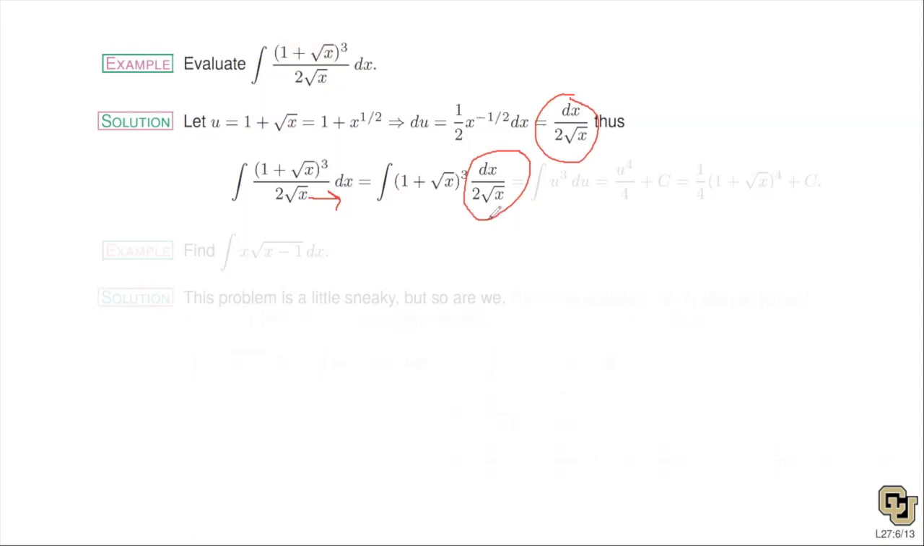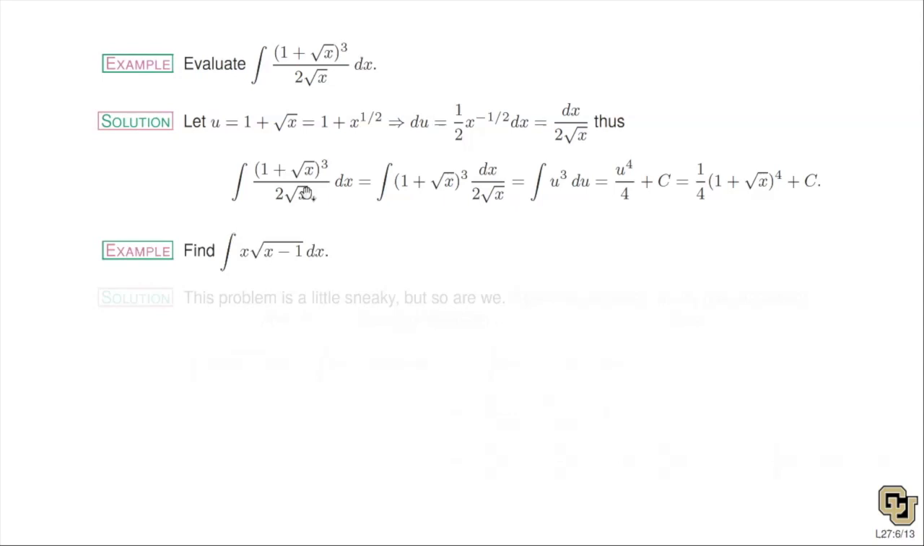So this dx over 2 root x, I replace that now with a du. The 1 plus root x cubed gets replaced with u cubed. And now we have something that's easy to integrate using the power rule. I know this is u to the 4th plus 4, and then I replace the u with 1 plus root x, because we have to have our solution in the original variable, which we started out with x, so we should end with x.